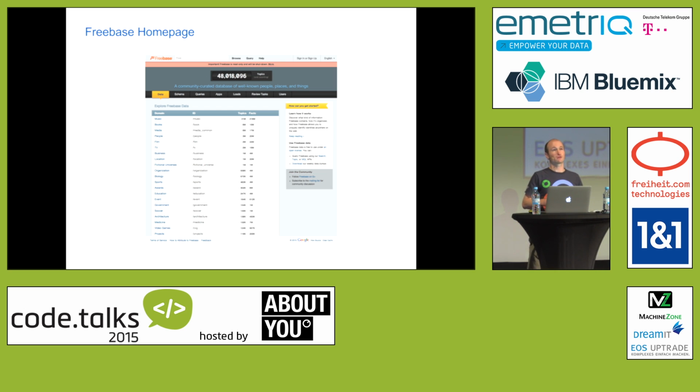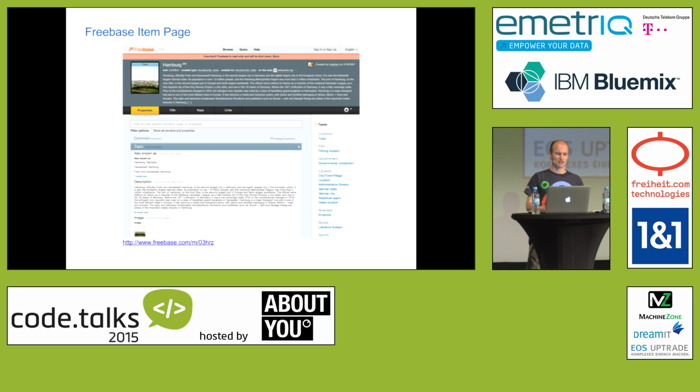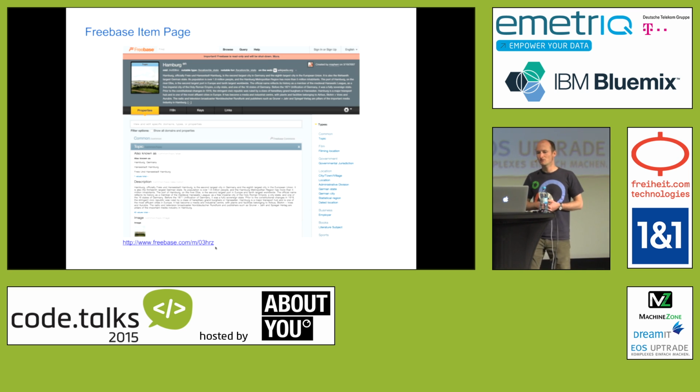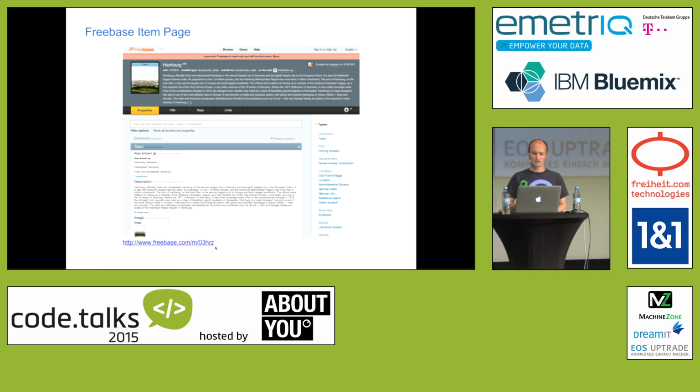More interesting is if you go to a concrete item page, like I did in this case. I went to the Hamburg item page, and you can see already in the URL, freebase.com/m/03HRZ. So these URLs are meant, obviously, not for human consumption, but for machines. This is the unique identifier of the concept of the city of Hamburg.